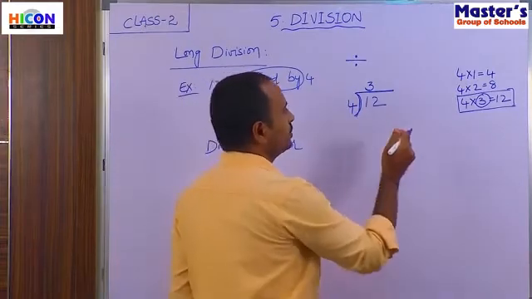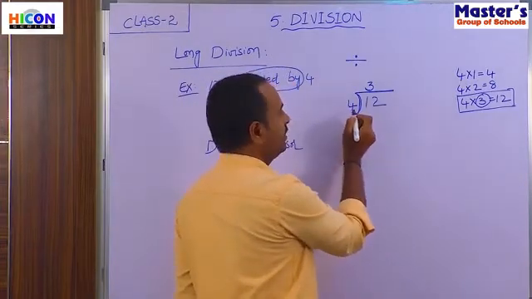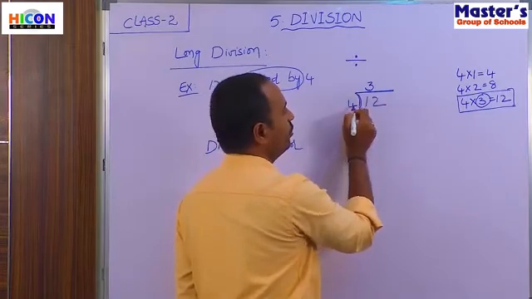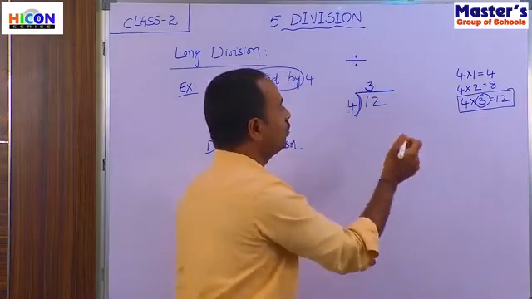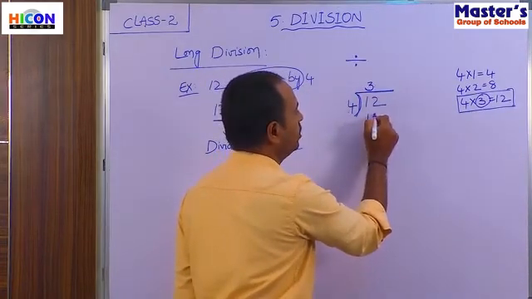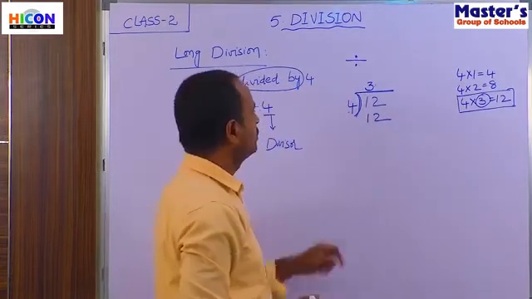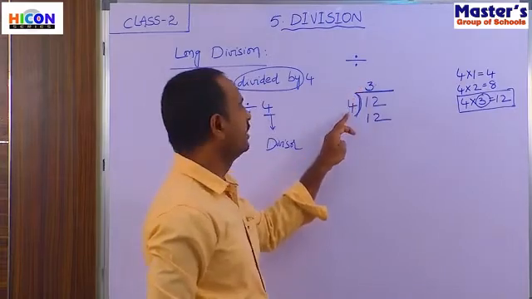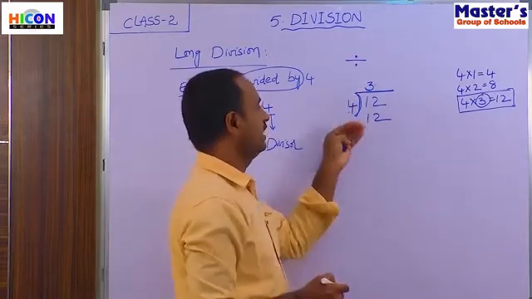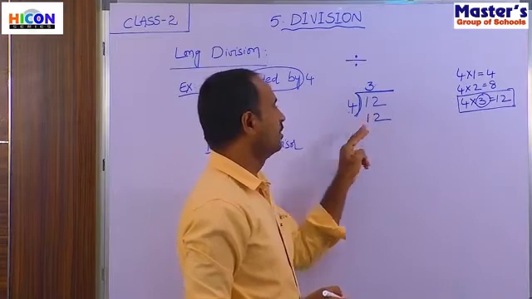And now, children, multiply this 4 and 3. That is 4 into 3. That is 4 threes are 12. So write 12 below the dividend. Write the product below the dividend.